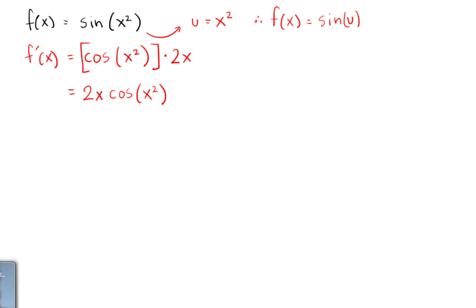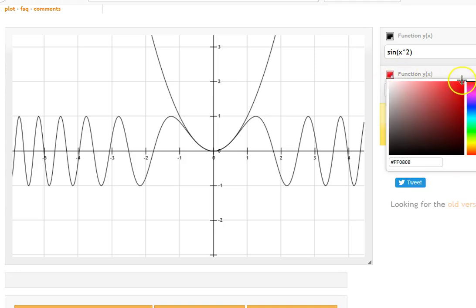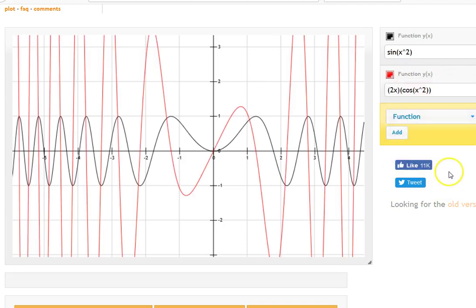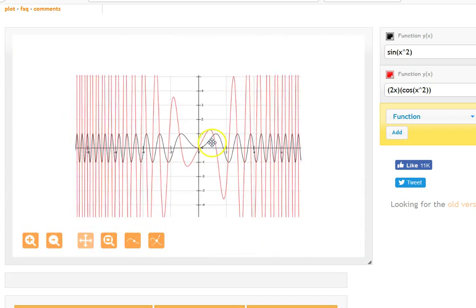Now let's take a look at this thing. So we're going to add a function here. Let's just try it. It's going to be 2x. Now let's put that in brackets just to be sure. And it's going to be multiplied by cosine of x to the power of 2. Let's color it red. Let's take a look at it. So let's see. Wow. Okay. Let's back up. Ooh, look at that.